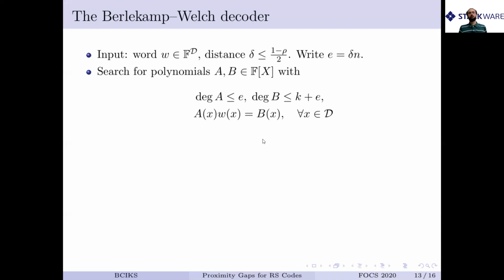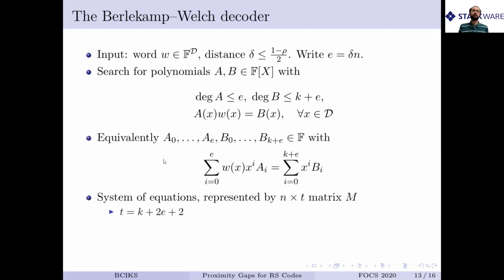So how do we search for such polynomials? We look at their coefficients. We write the coefficients A0 to AE and B0 to B(K plus E) in the field. And we write these equations for every x in D. We expand A(x) and B(x) as the sums of AI times x to the I and BI times x to the I. And we see that for every particular x that we are given, this is actually a linear equation in the AI and BI. Some linear combination of the AI is equal to some linear combination of the BI. And we have n such equations, one for each element of D.